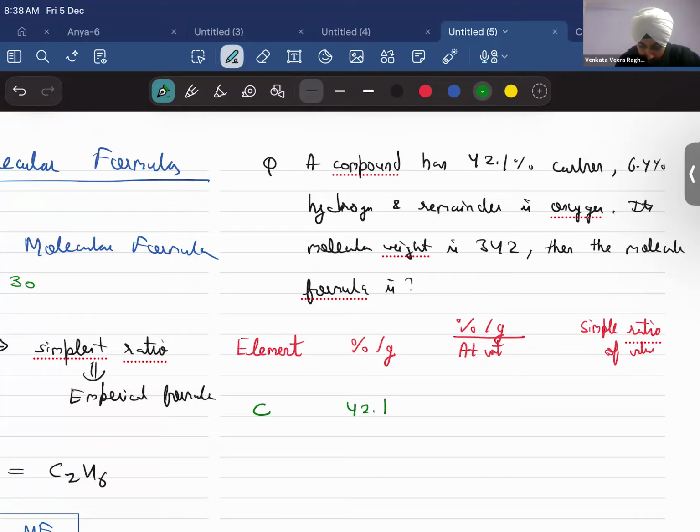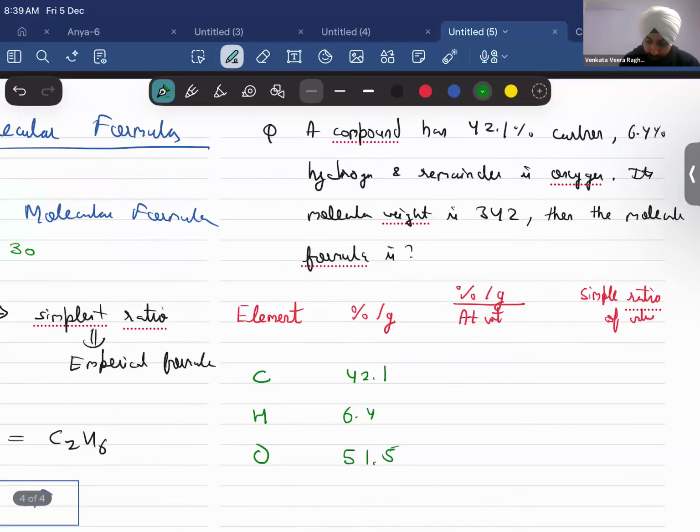Then hydrogen. Hydrogen is how much, sir? It is 6.4%. And oxygen is whatever the remaining value is. What is the remaining value? Subtract it. 48.5 is the total, so it will be 51.5. Okay, fine.